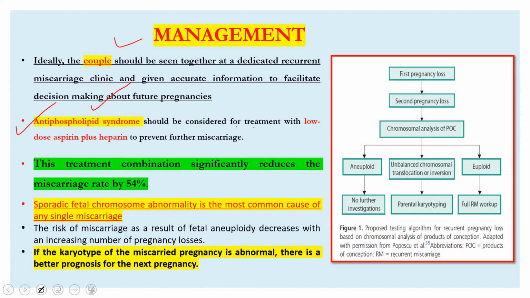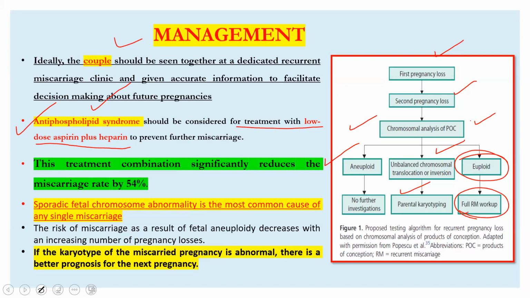So APLA should be considered for treatment with low dose aspirin plus heparin to prevent further miscarriages. We can consider it from the second pregnancy loss if we think the age is high for both partners, or if we think the chances of chromosomal abnormalities can be high, because as a practitioner, as OBG, we are the best judge of our patients. So we can send chromosomal analysis for the product of conception. If there is aneuploidy, no further investigation. But if it is an unbalanced chromosomal translocation, parental karyotyping. If it is normal, then we are going to go for the full recurrent miscarriage workup.